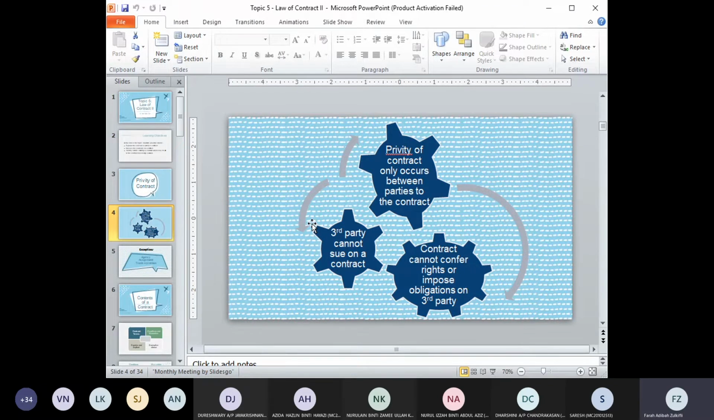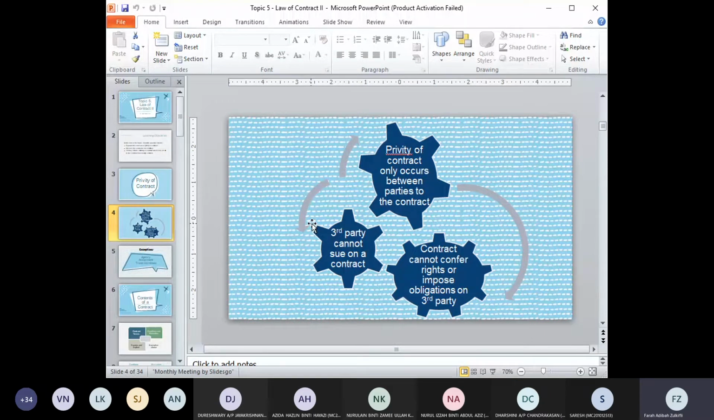obligations on third party. So if you want to get anything from a contract, or if you want to sue for anything under a contract, you need to be a party to a contract, because a contract cannot confer rights or impose obligations on third party. So whatever you want to do, you must do it between the two of you. And a third party also cannot sue on a contract.